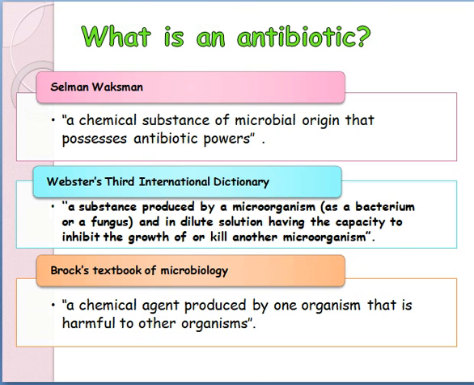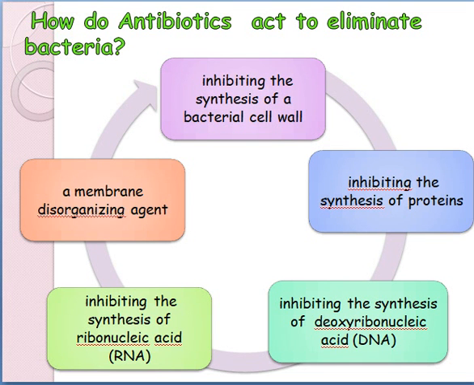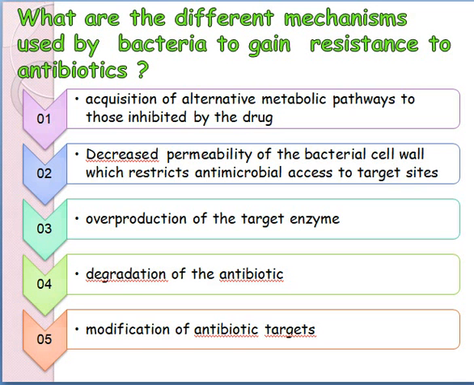The antibiotic has several mechanisms that it uses in order to inhibit and kill bacteria. Here are some of them. Inhibiting the synthesis of a bacterial cell wall, inhibiting the synthesis of proteins, inhibiting the synthesis of DNA, inhibiting the synthesis of ribonucleic acid, and finally, a membrane disorganizing agent.